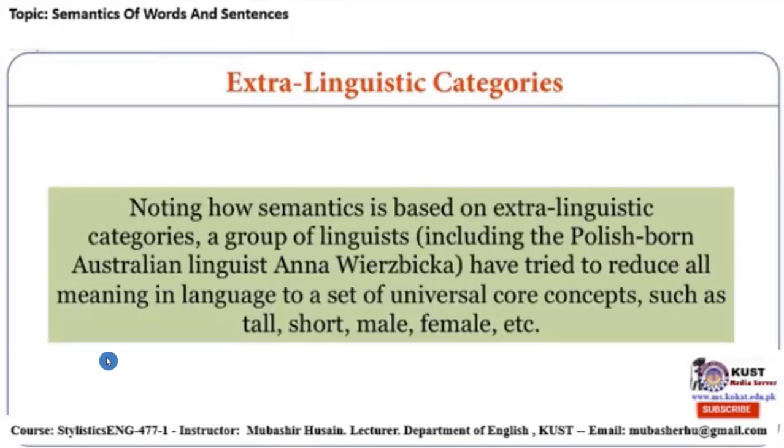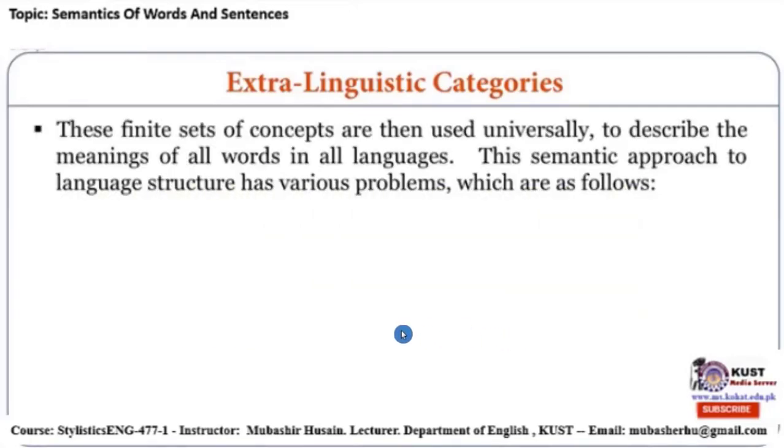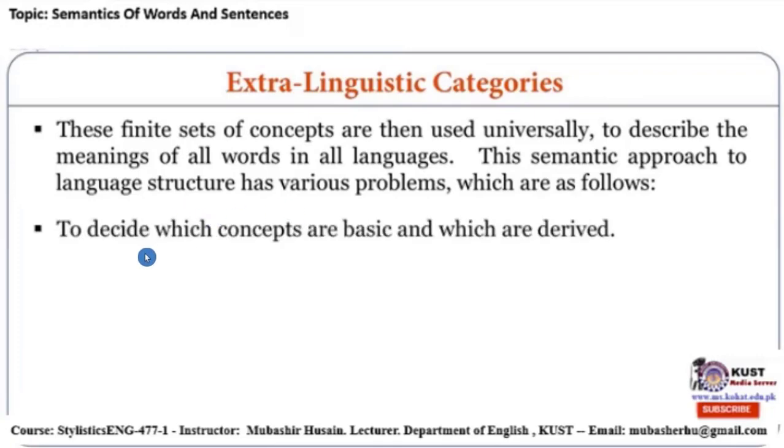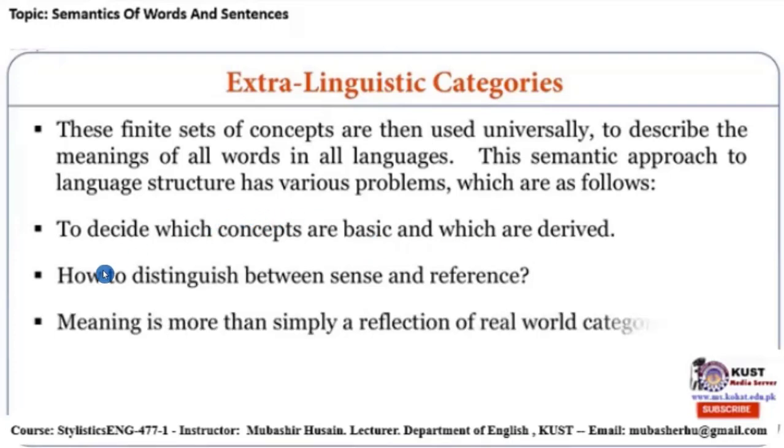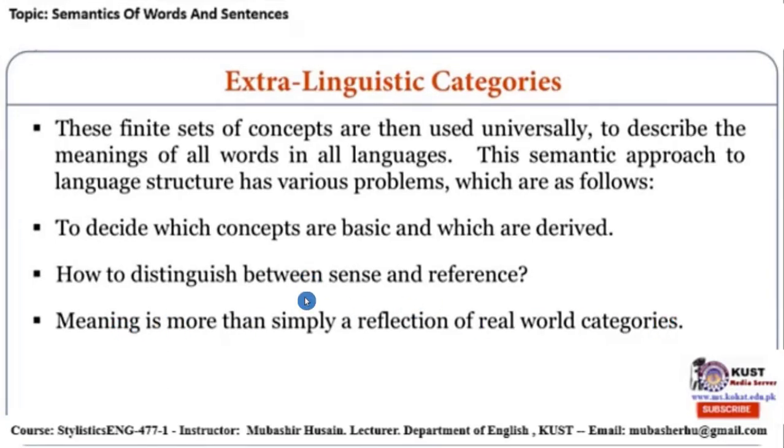Note how semantics is based on extra-linguistic categories. Some have tried to reduce all meaning to a set of universal core concepts such as tall, short, male, female, etc. These finite sets of concepts are then used universally to describe the meaning of all words in all languages. This approach to language structure has various problems: deciding which concepts are basic and which are derived, and how to distinguish between sense and differences. Meaning is more than simply a reflection of real-world categories. Is it true or not?